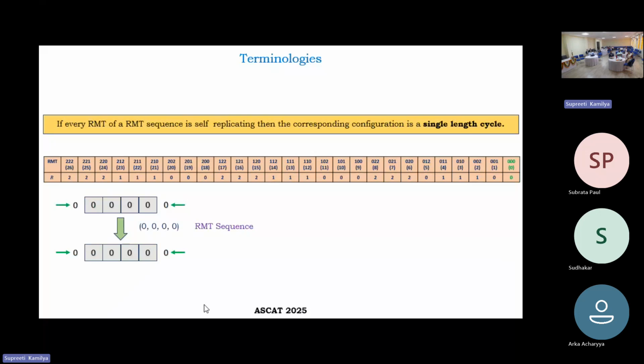Now, this is a sequence of RMTs. One interesting point is that if, in an RMT sequence, all the RMTs are self-replicating, then we should not get any strictly multi-length cycles. So we have to keep this in mind and design the rule accordingly.